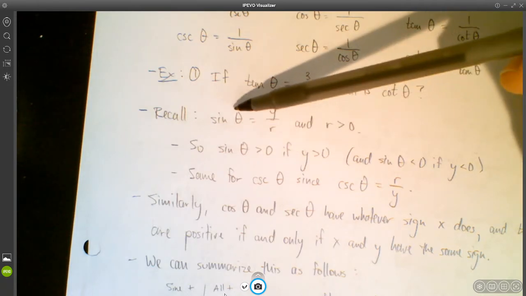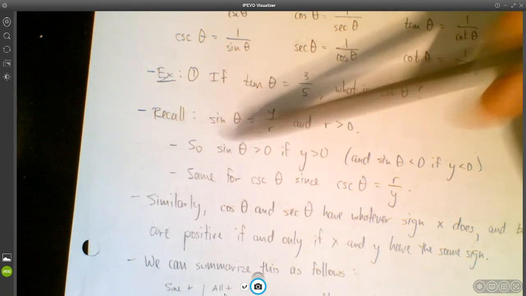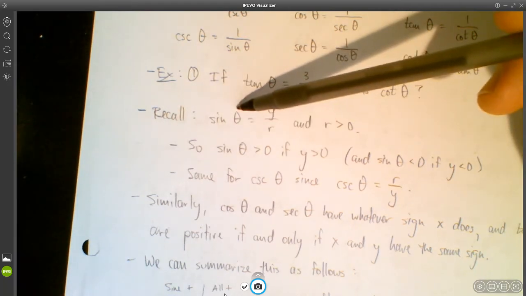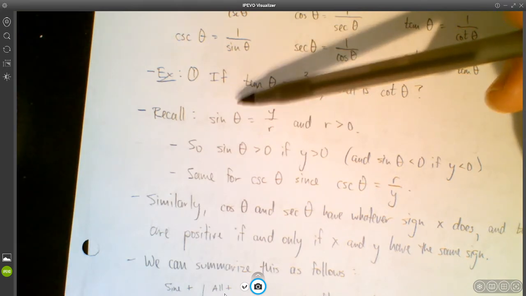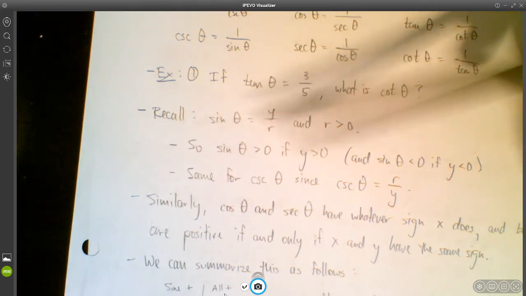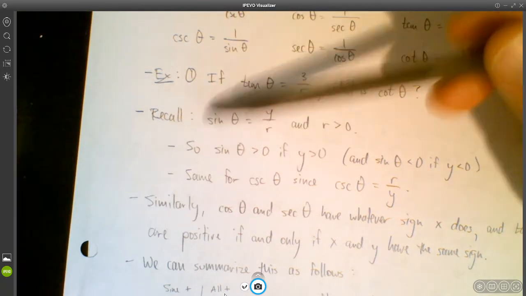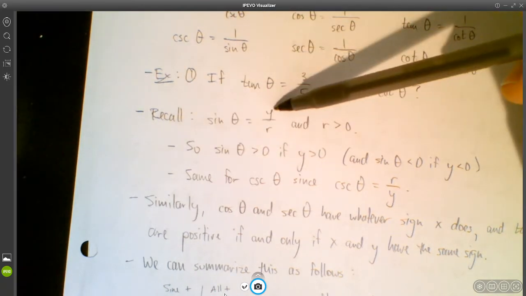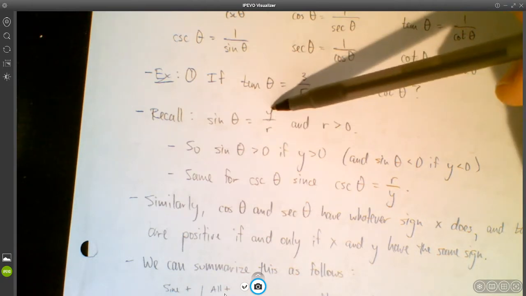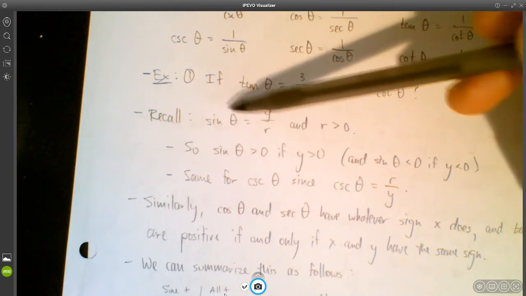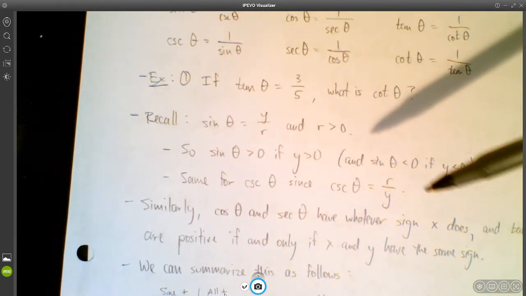Consequently, the sine, okay, this is going to be kind of difficult to say. I should have chosen a different trig function, but consequently the sign, positive or negative, of the sine function is going to be totally dependent on the sign of y, because r is always positive, right? So if y is positive, then sine is positive. If y is negative, then sine is negative.